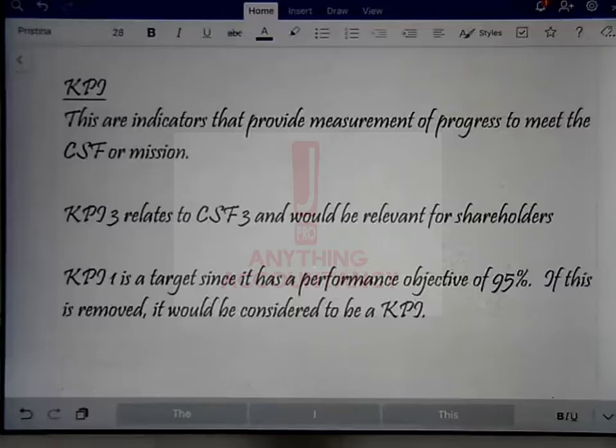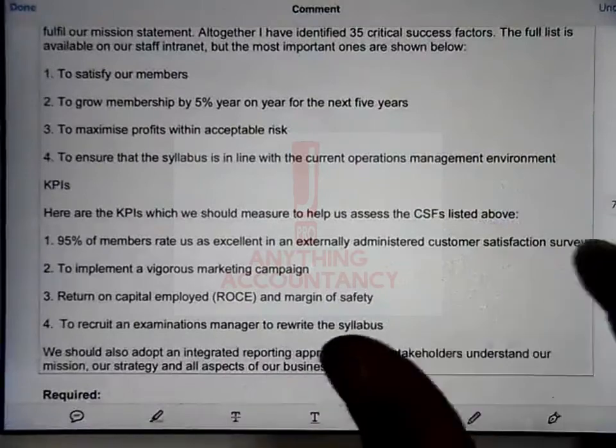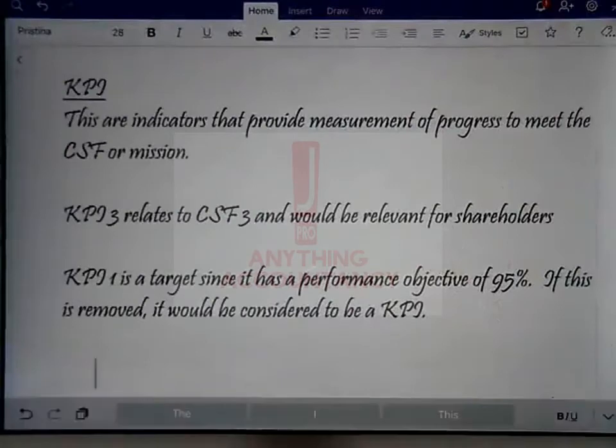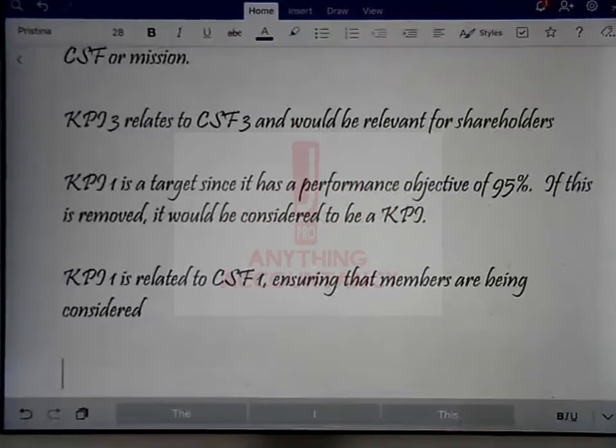If this is removed, it will be considered as a KPI. KPI 1 relates to what? To satisfy the members, yes or no? KPI 1 is related to CSF 1. Showing that members are considered. Okay, done. Does it make sense now what we are doing right now? Clear now. Quite easy actually now, right? What are you doing? Yes or no? Matching. Can you understand the idea of matching it now?